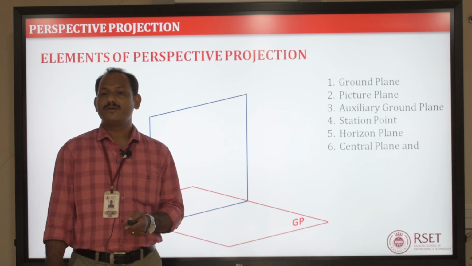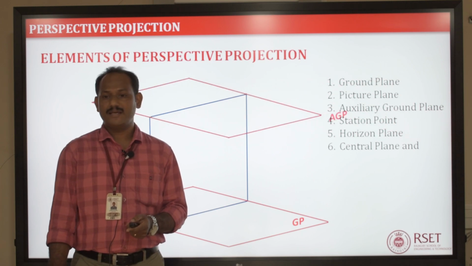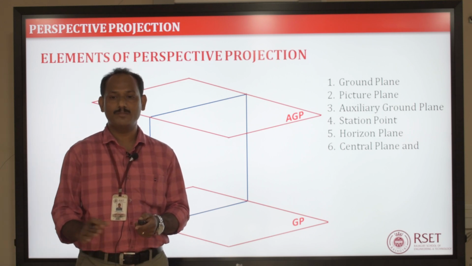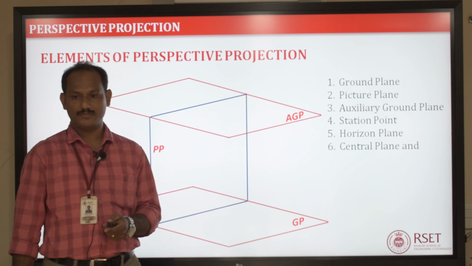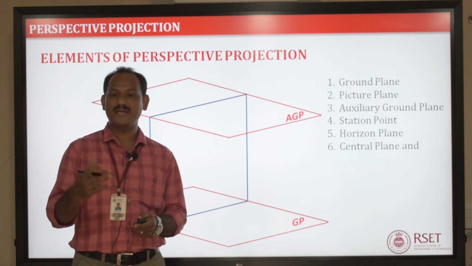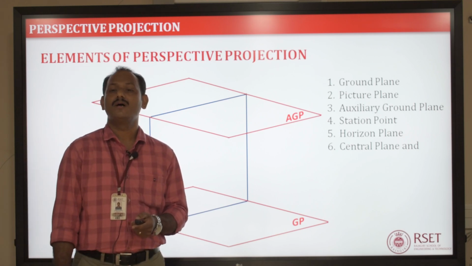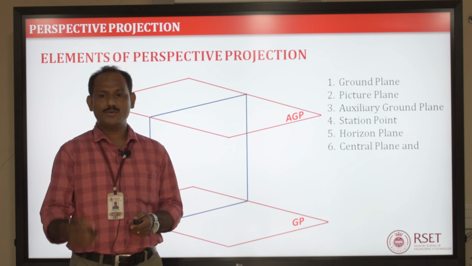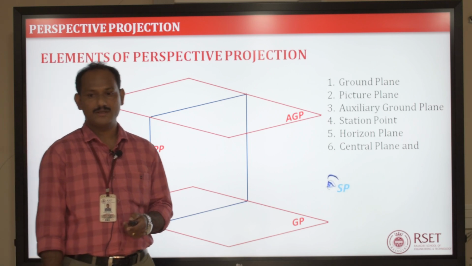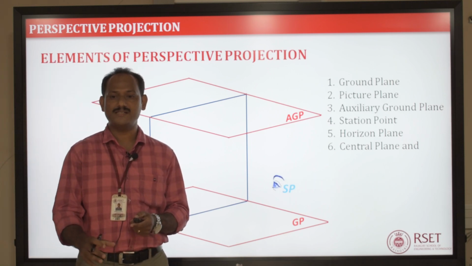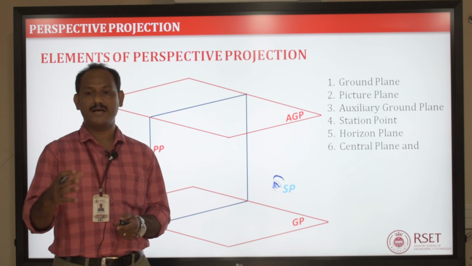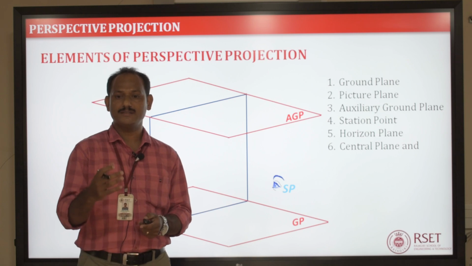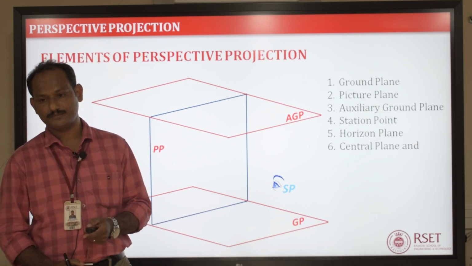The third plane is the auxiliary ground plane, which is a horizontal plane parallel to the ground plane. Sometimes the object is placed on this AGP, auxiliary ground plane. The next one is station point. The station point is the location of the observer's eye, which is always above the ground plane and in front of the picture plane.